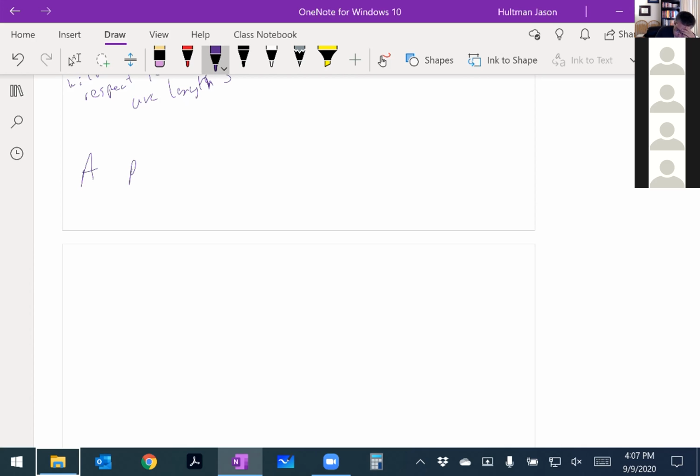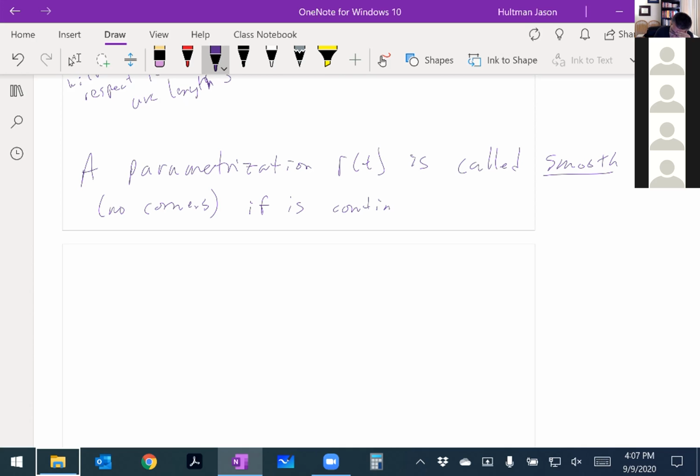A parametrization R of t is called smooth, no corners, if it is continuous and R prime of t is not equal to 0. So the derivative does not equal 0.